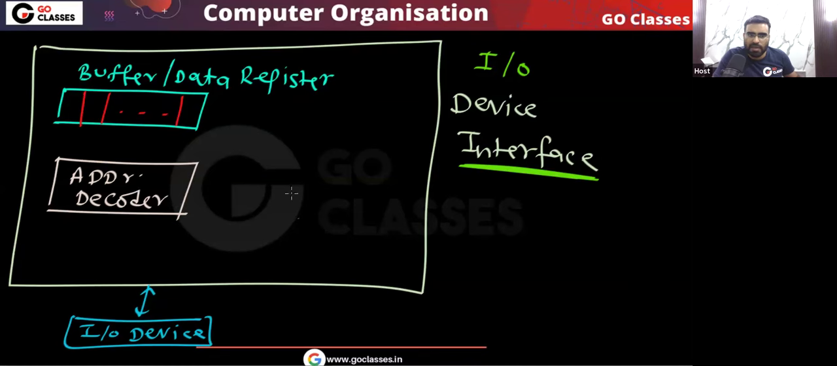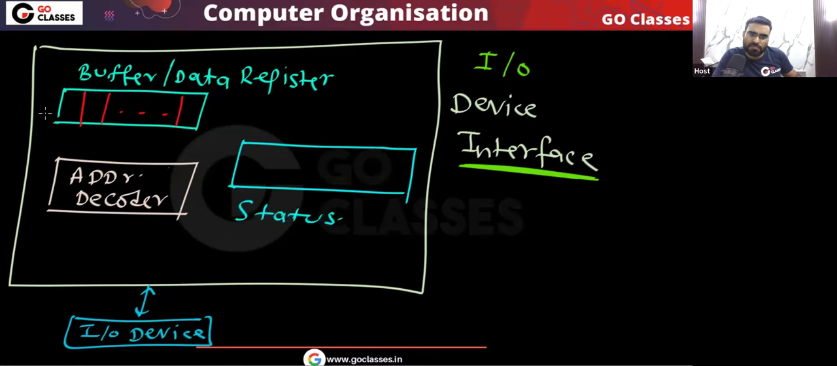Is this clear? Now, what another thing do we have? Another thing we have is the status register. Yes or no? This is another thing that we have, the status register.